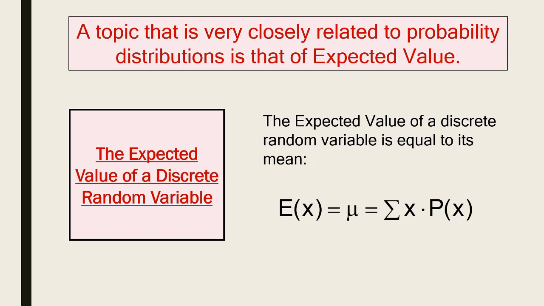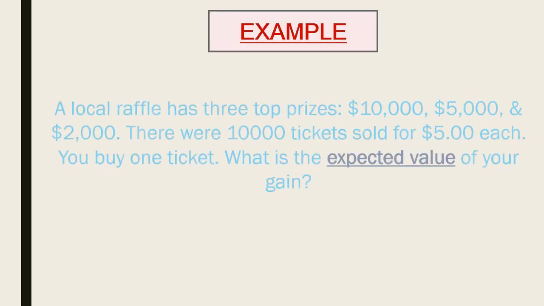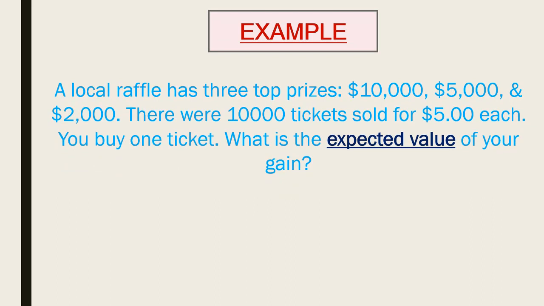You may be wondering, what does this mean? What is that telling us? Well, an example might help clarify that. So, a local raffle has three top prizes: $10,000, $5,000, and $2,000. There were 10,000 tickets sold for $5 each. You buy one ticket. What is the expected value of your gain?